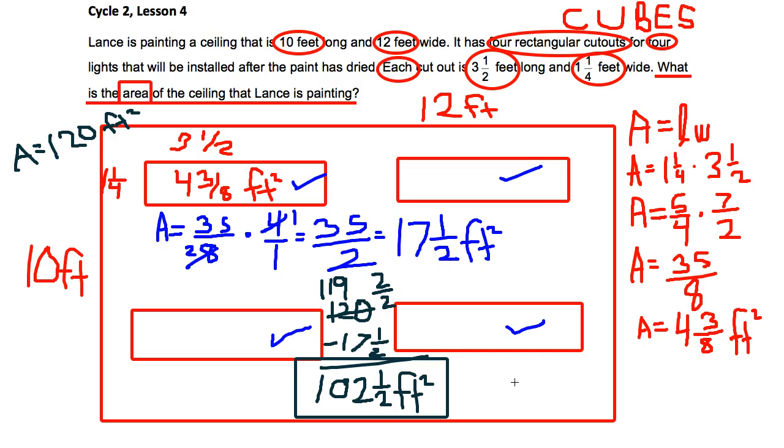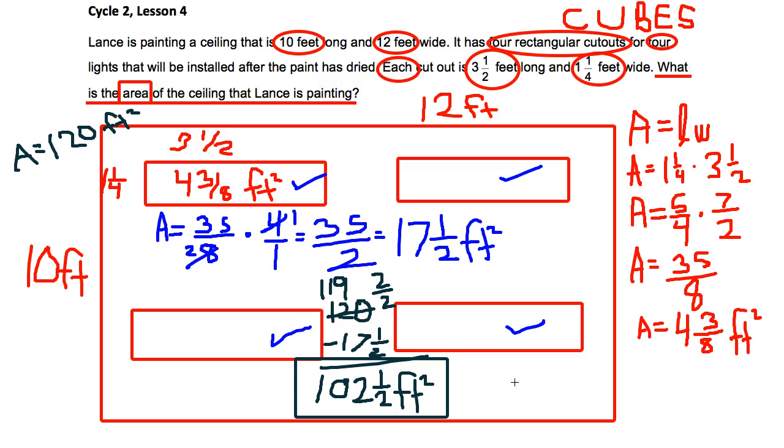Some of the things I did to help me solve the problem is I made a math model. Also, I used standard algorithms as necessary, like when I had to multiply mixed numbers by mixed numbers, when I had to do some subtraction and things like that, I used standard algorithms. And I could also say that in the beginning I made sense of the problem by coming up with a plan and working it out step by step.